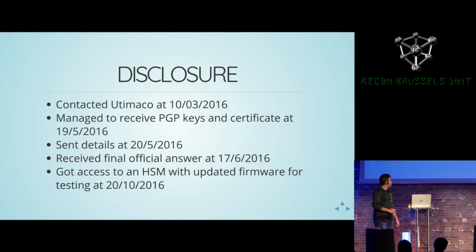Something that's very interesting is the disclosure timeline. I first tried to contact Utimaco on the 10th of March 2016. I just wanted their PGP keys or a certificate because I couldn't find them anywhere on their website. After 2 months, I finally got the PGP keys. Next day, I sent them the details, and after 1 month, I received the first official answer.